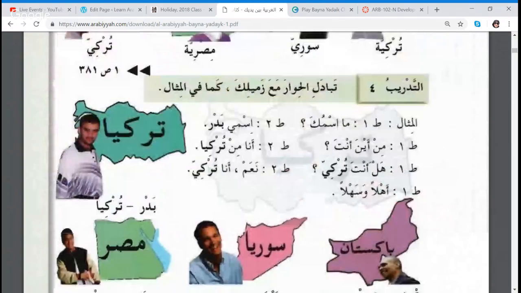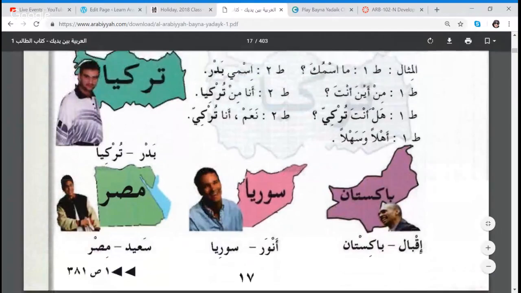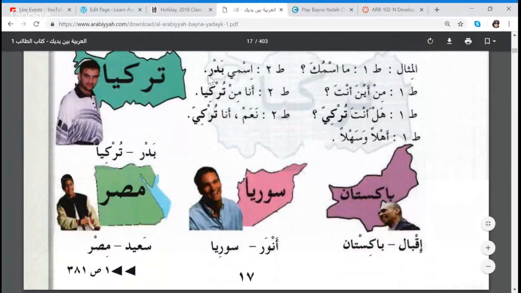Okay, on this one we have a personal name and a country name. So we have: Ma ismuka? Ismi Badr. Min aina anta? Ana min Turkiya. Hal anta Turkiyun? Nam, ana Turkiyun. They're going to give you the country name, but you have to tell us the nationality.